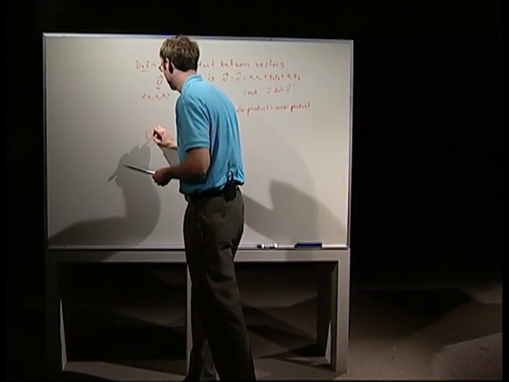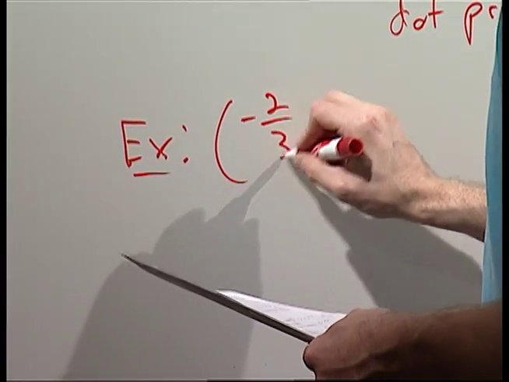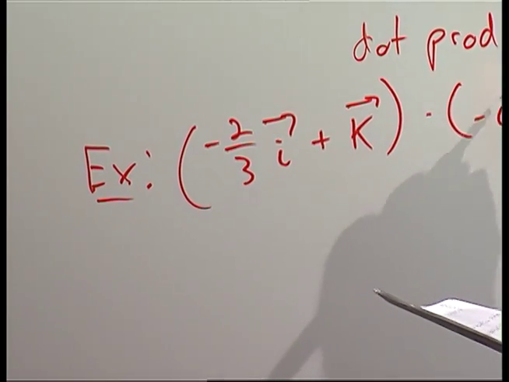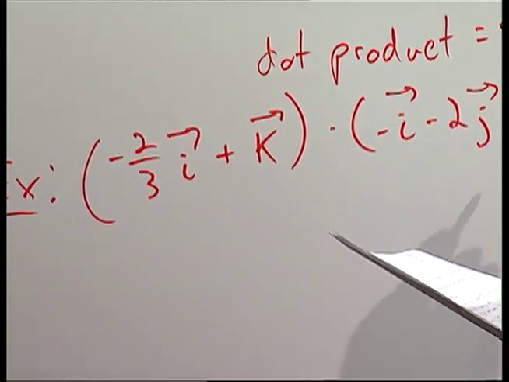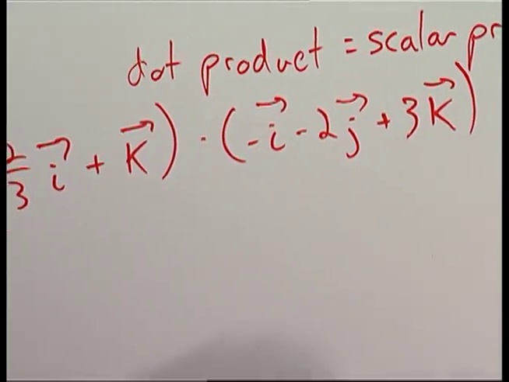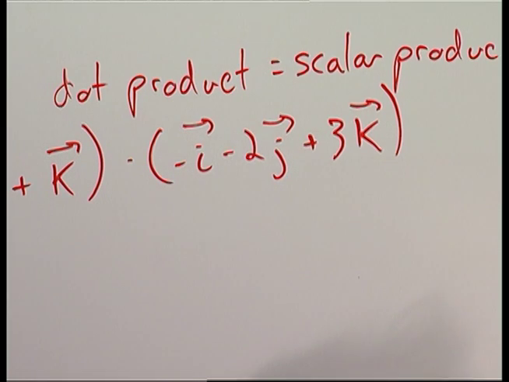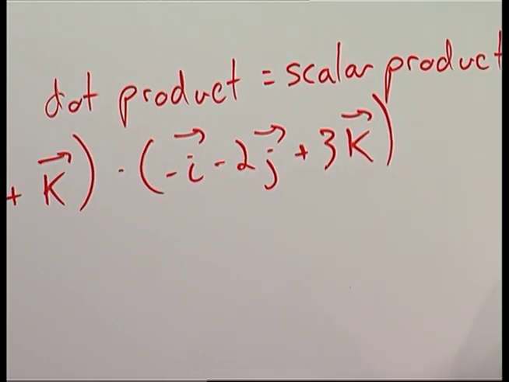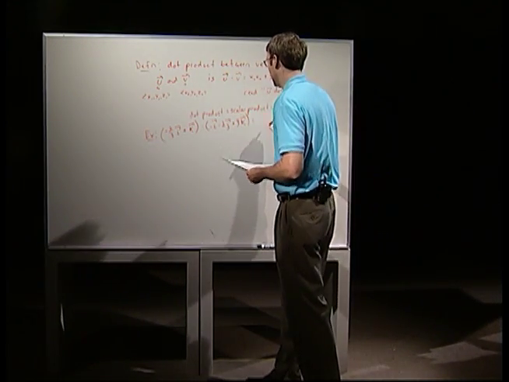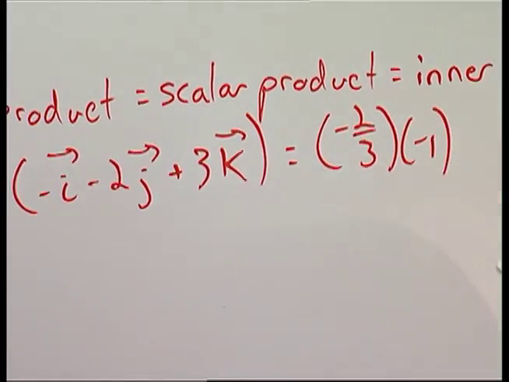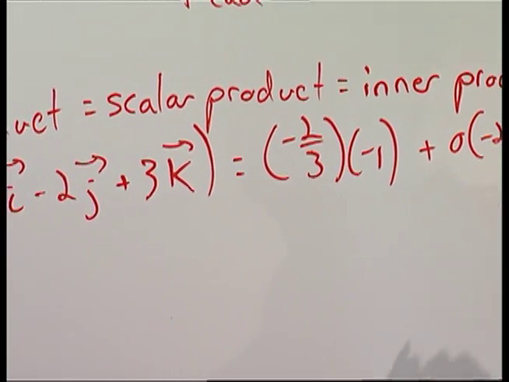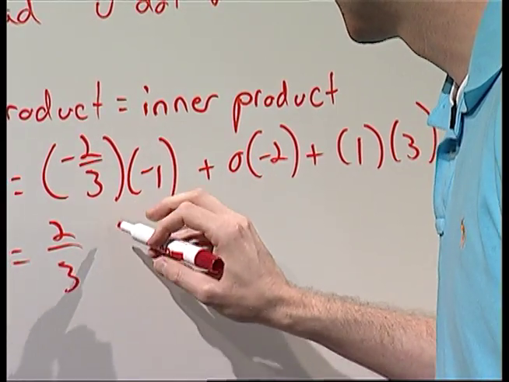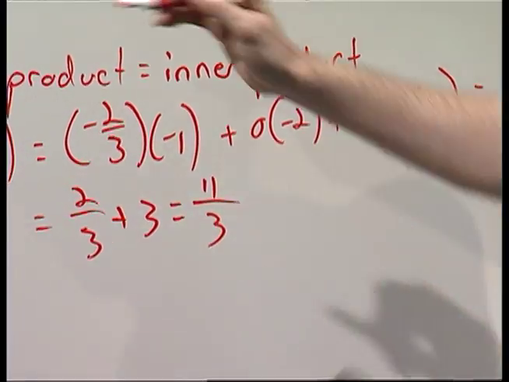Brief example here to just show algebraically how things go. If I have the vector minus 2/3 i plus k, and I dot it with negative i minus 2j plus 3k, notice I'm working in 3 space here. It doesn't make a difference. The dot product is completely analogous for any dimensional space, 2D space, or anything you want. This is in sharp contrast to the cross product, which we'll see in the future. This winds up being minus 2/3 times minus 1 plus 0 times minus 2 plus 1 times 3, and that is 2/3 plus 3, which is 11/3. That is your dot product.